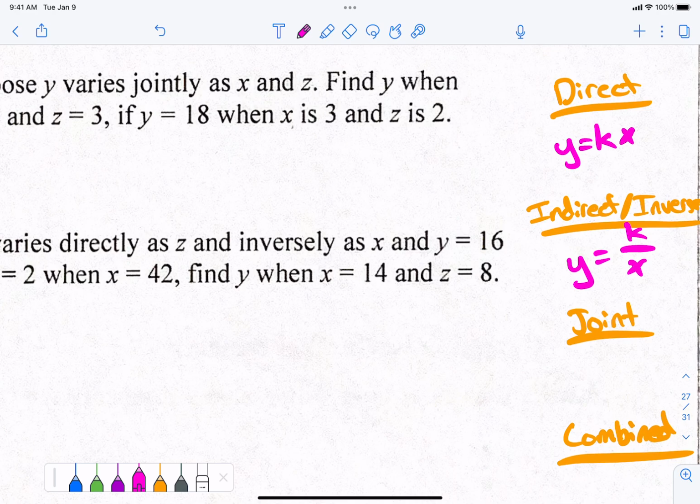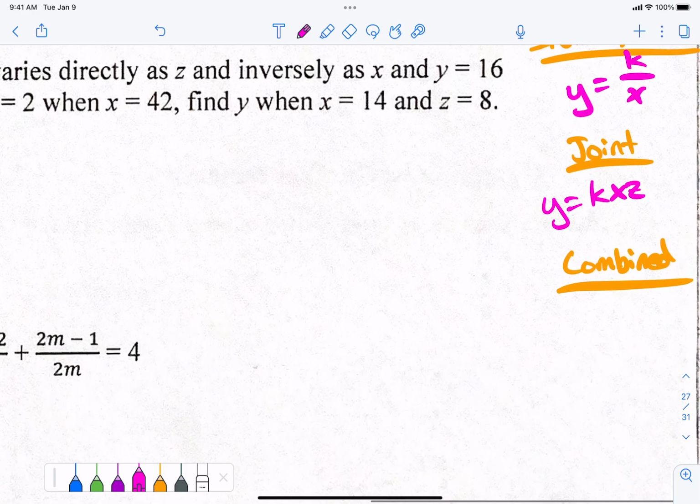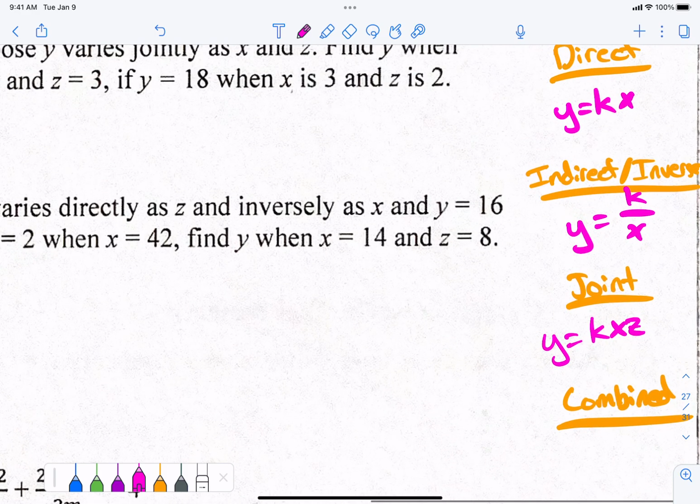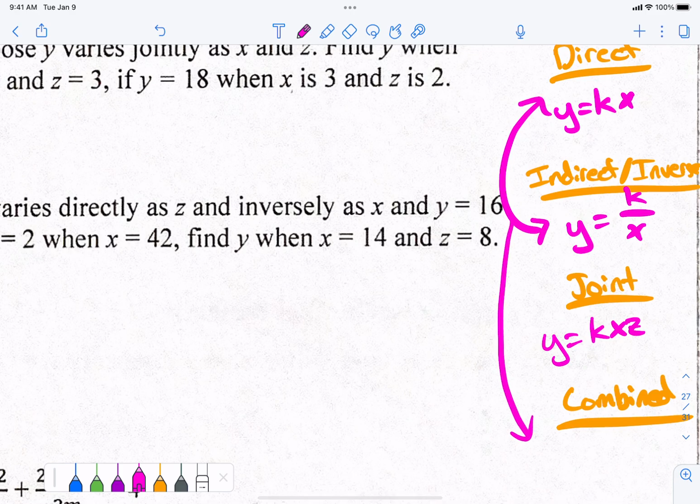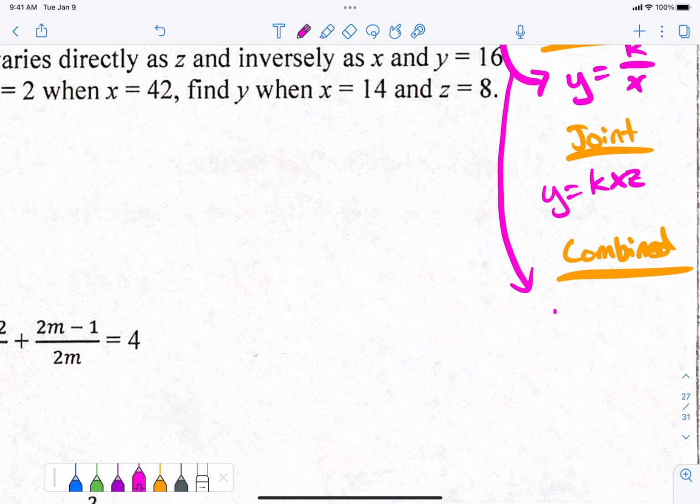Joint variation is where two variables are joining together to make a third one. Y equals kxz. Perfect. That's my joint variation. And then we have combined, which is like a combination of direct and indirect at the same time. So we have three variables. Y equals kx over z. One is in the top and one is in the bottom. So the x part is the direct part, and the z part is the indirect part.